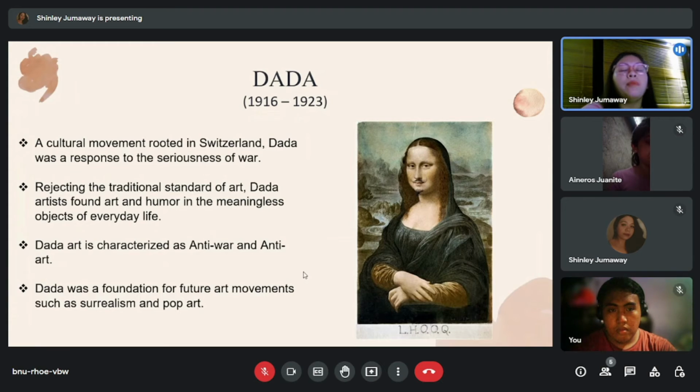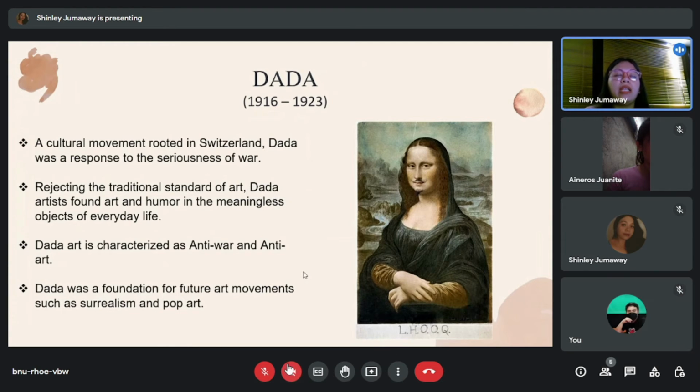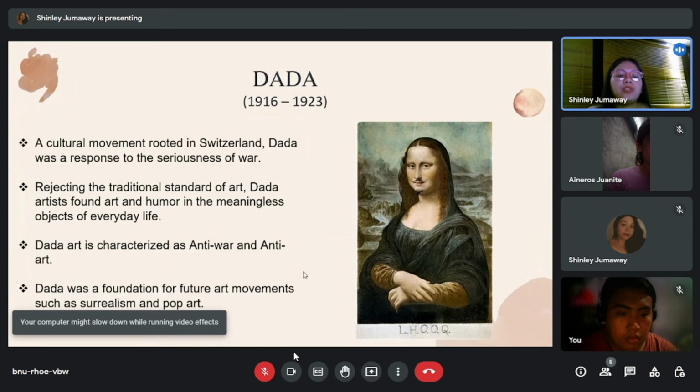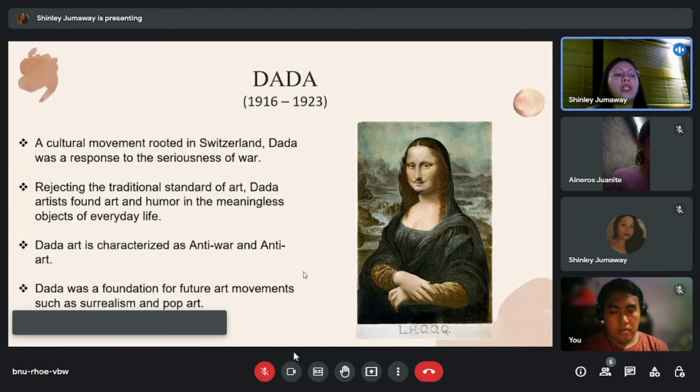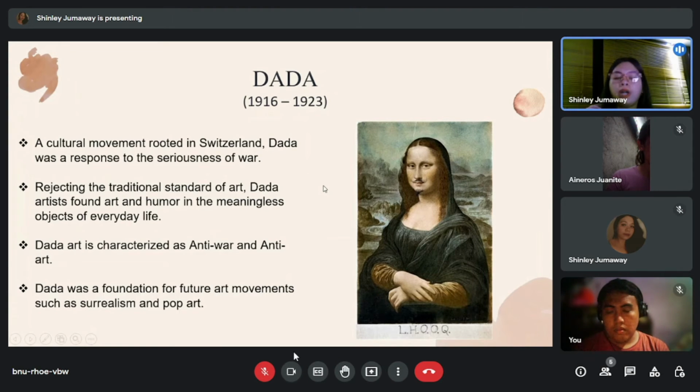Since this movement existed during war, it is a movement that used art to express what they were feeling, and they were anti-war and anti-violence. The artists wanted to create a universe that was completely different from the one happening around them, which is war. The artists wanted to create something na kung saan sila pwede mag-escape.